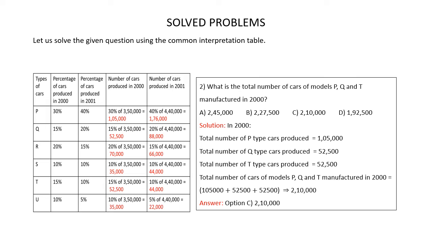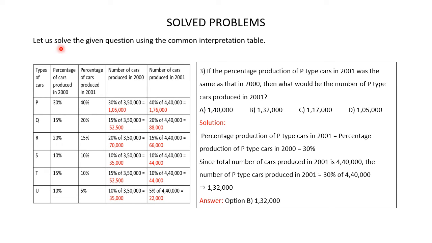From this table, you can see that in the year 2000, the total number of P-type cars produced is 1,05,000. Total number of Q-type cars produced is 52,500 and total number of T-type cars produced is 52,500. So the total number of cars of the models P, Q and T manufactured in 2000 is equal to 1,05,000 plus 52,500 plus 52,500, which is 2,10,000. So the correct answer is option C, 2,10,000.